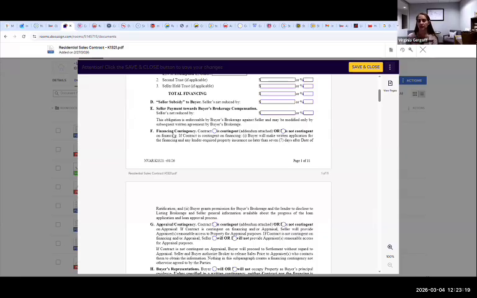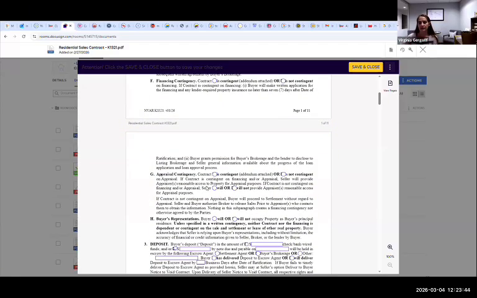You need to send the EMD, you need to complete the application for financing, because if not, the buyer can be in default, okay? So always remind them that there is that clock ticking for the financing to complete the application. People remember the EMD really well, but sometimes people forget to remind their clients about this written application within 7 days. And the buyer grants permission for buyer's brokerage and the lender to disclose to the listing brokerage and seller general information available about the progress of the loan application and loan approval process.